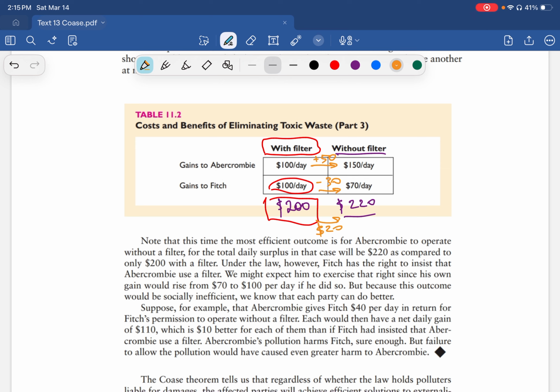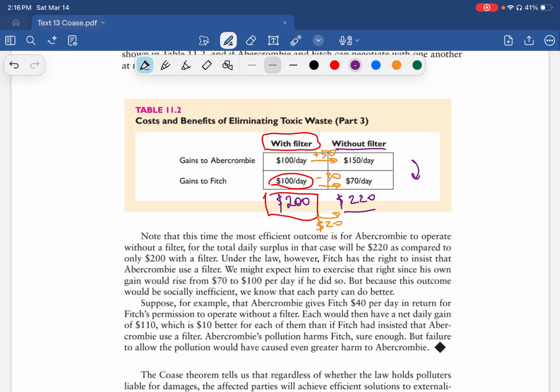And again, how can Abercrombie make sure that the right thing is being done? Well, he needs to consider paying Fitch off, right? And he has enough money to do that. So as in the previous case, we saw that Fitch pretty much offered $40. Now Abercrombie can offer $40 on his side. So he takes 40 bucks out of this 50 gain and offers it to Fitch. So if he takes 40 bucks from his gain and gives it to Fitch, what happens?